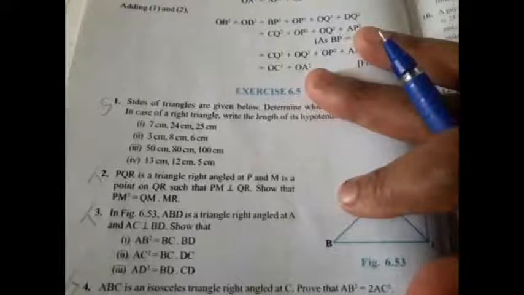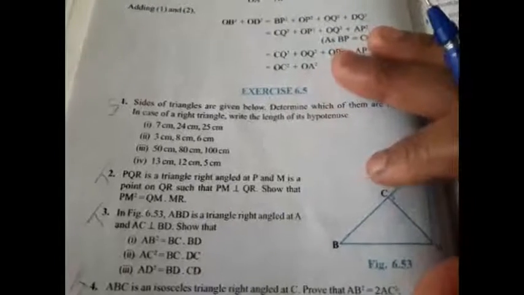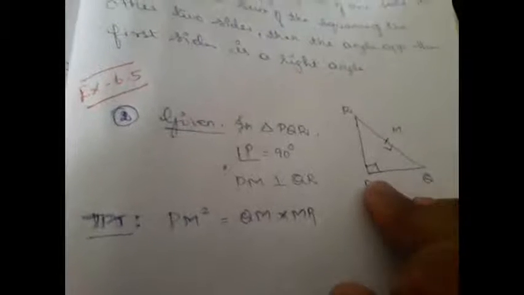PQR is a right angled triangle at P, and M is a point on QR such that PM is perpendicular to QR. Show that PM square is equal to QM into MR. What is given in the question? PQR is a right angled triangle at P and PM is perpendicular to QR. We need to prove PM square equals QM into MR. This proof follows easily because we just now proved it by the theorem.